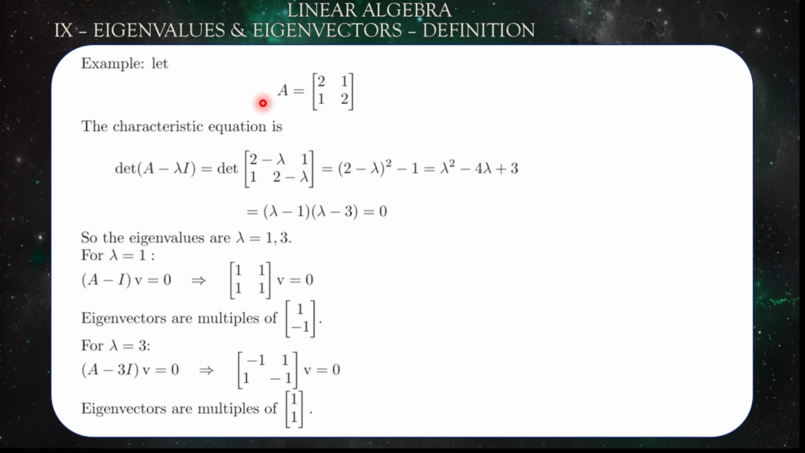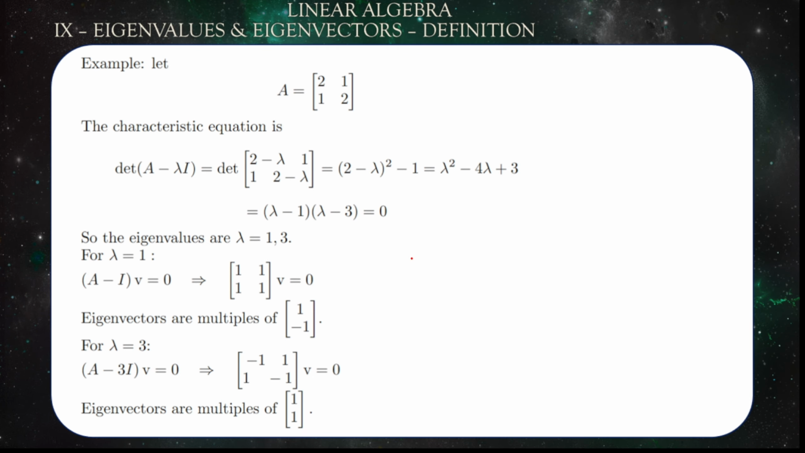Example, let A equal [2, 1; 1, 2]. The characteristic equation is the determinant of A minus lambda I, which is equal to the determinant of [2 minus lambda, 1; 1, 2 minus lambda]. How did we get this to begin with?